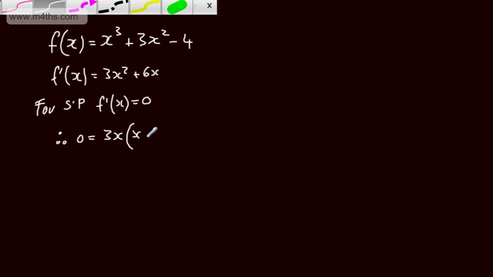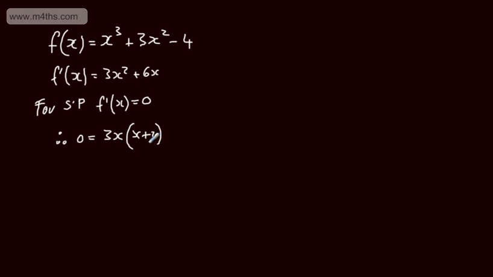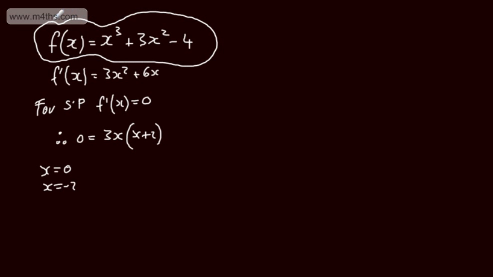So x plus 2. So we can see now that the x coordinate is either going to be equal to 0, or x equal to -2. We can find the corresponding y coordinate by subbing it back into the function. So if we're asked to find the coordinates of the stationary point, rather than just the x coordinate, we need to sub it back in.